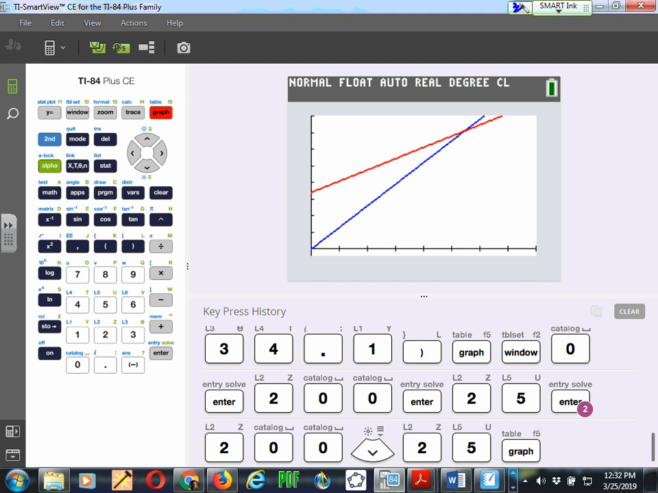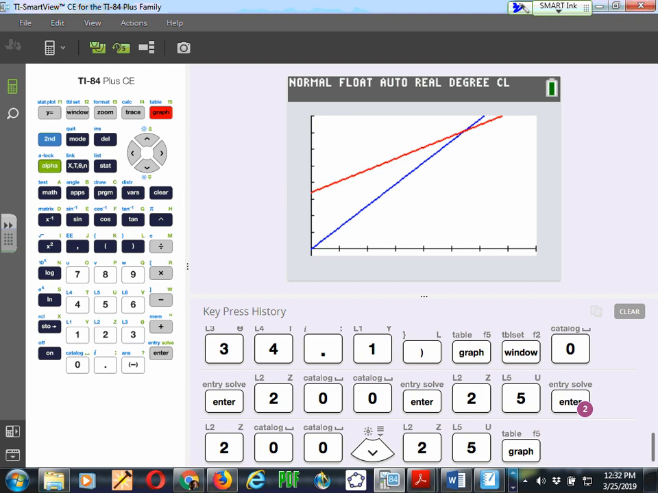I could use the trace function to try and find the point where they meet, but when you trace, it goes in little jumps, right? Because there's not an infinite number of pixels going across the screen. And you need to get an answer accurate to 1/10 of a foot. So you probably don't want to use trace. Does anybody remember how we did this?